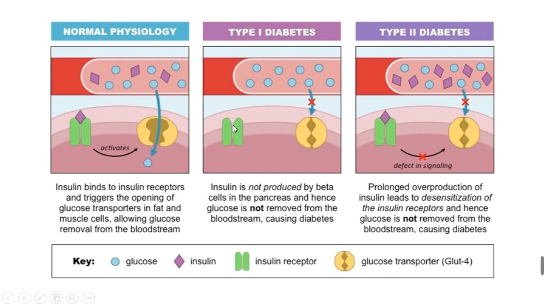In type 1 diabetes, there is no insulin to activate insulin receptors, so that the glucose will not be removed from the bloodstream and remain in a high concentration in the bloodstream. Why? Because insulin is not present, so insulin will not activate its receptor, and there is no consequent activation of glucose transporters. So glucose will remain in a high concentration in the circulation, causing diabetes.